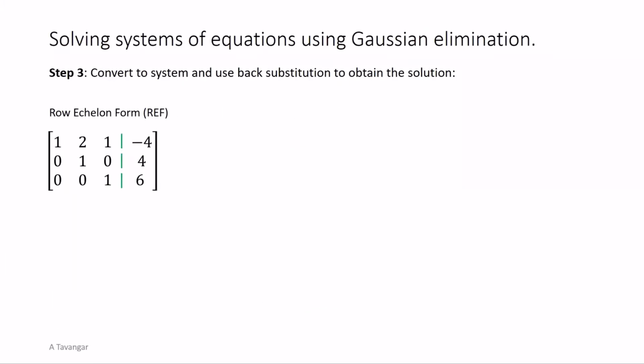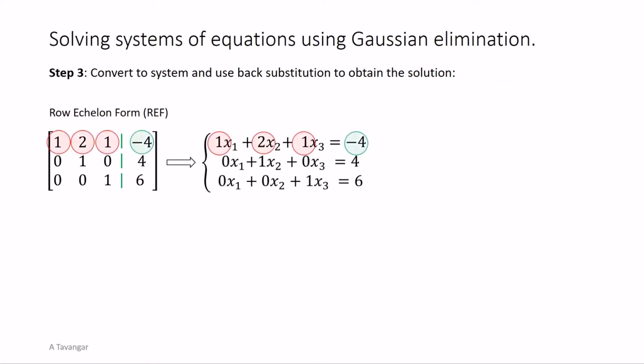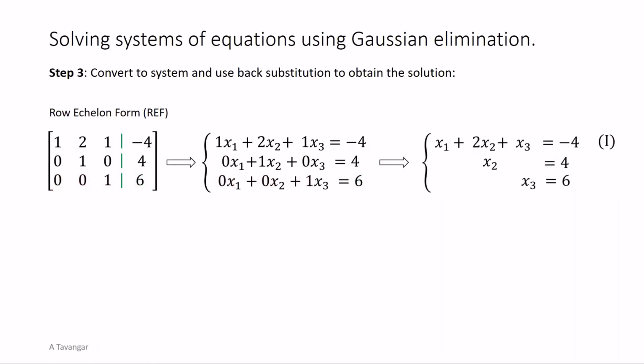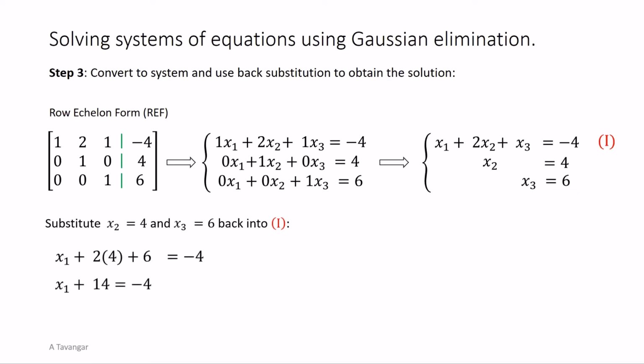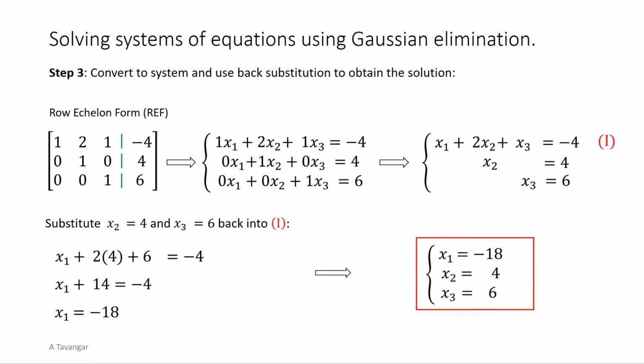Finally, converting the row echelon form matrix to the system of equations, we obtain the following system. Note that the numbers in each row of the matrix correspond to the numerical coefficients of variables and the constant of each equation in the system. From the second and third equation, we obtain x2 to be 4 and x3 to be 6. Next, we substitute back the values of x2 and x3 into the first equation to solve for x1. Thus, the solution of the system is x1 equals -18, x2 equals 4, and x3 equals 6.